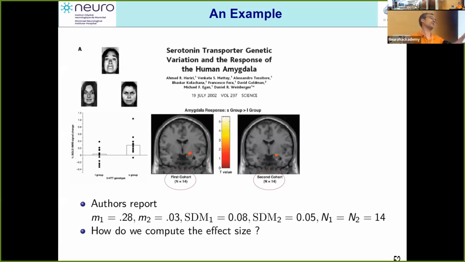At the time, 15 subjects was entirely acceptable. They had 15 subjects, but they said, okay, we're replicating on another 15 subjects. Okay, 14 subjects. So we replicated the results. So actually 14 subjects each. They report the mean of group 1, the mean of group 2, the standard deviation of group 1, the standard deviation of group 2, and the sample size.